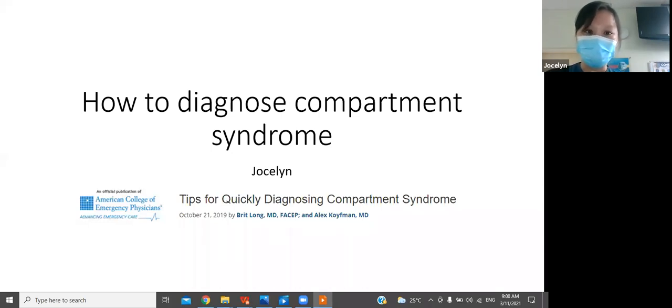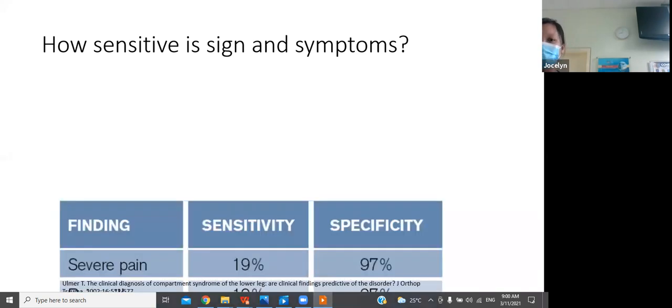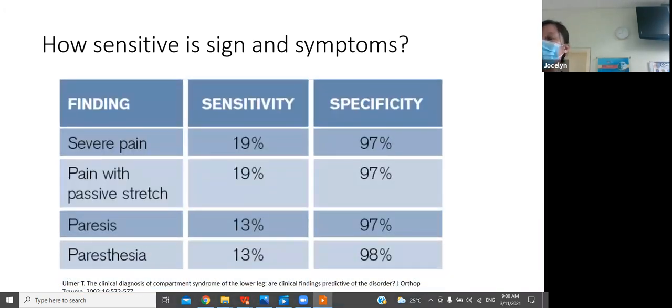Okay. So first, how sensitive are your signs and symptoms? Is it pain, pallor, paralysis that will be very sensitive? Do you think so? According to the journal, sensitivity is only almost like 20%, but if present, it's very specific. You have pain and pain with passive stretch. The most important is the pain is out of proportion.